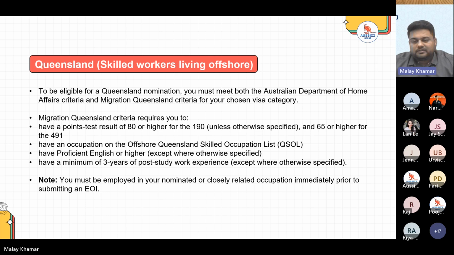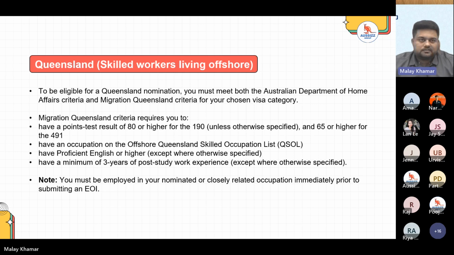To be eligible for Queensland nomination, they need to meet the department criteria first of all. They cannot just rely on the Queensland state criteria. As I have mentioned earlier, for the department criteria, they need to have a positive skill assessment and a minimum of 65 points. But Queensland is considering the 80 points criteria even for overseas applicants, which is a little bit difficult unless you have a good number of years of experience in a particular field, and you need to have 65 or higher points for the 491 visa.